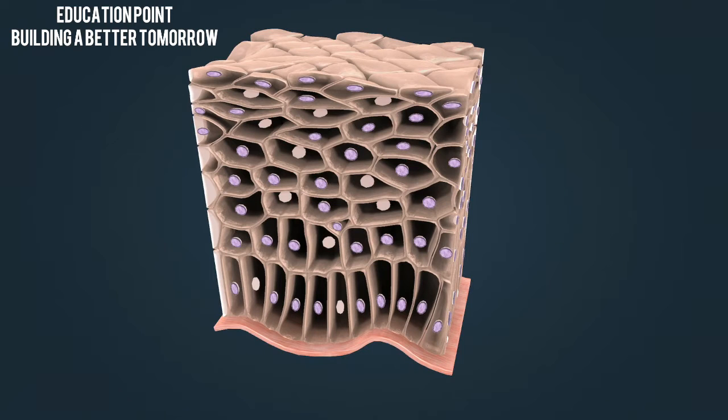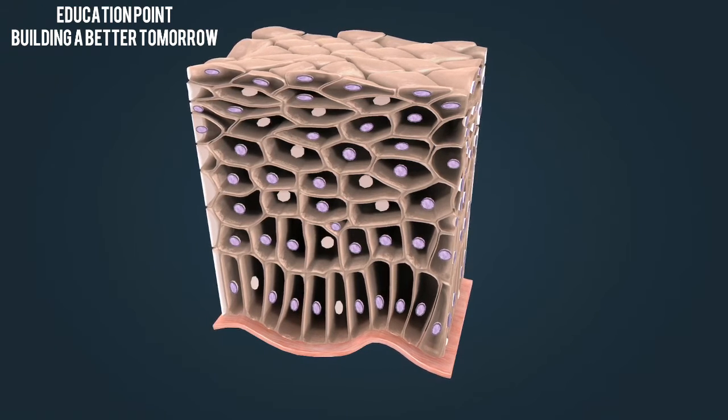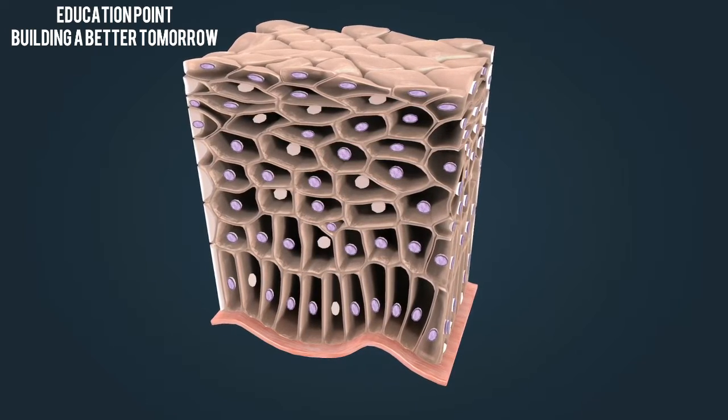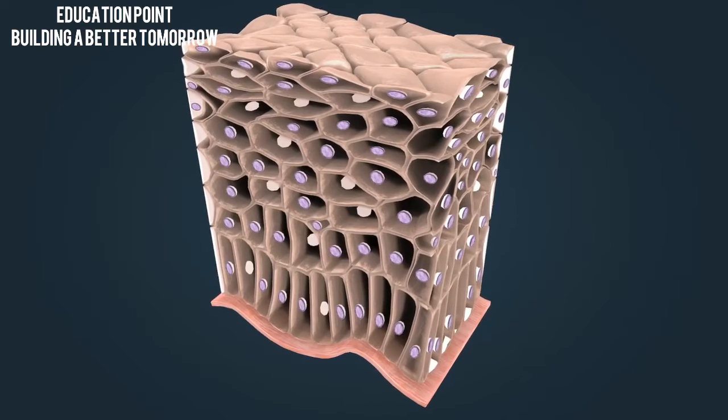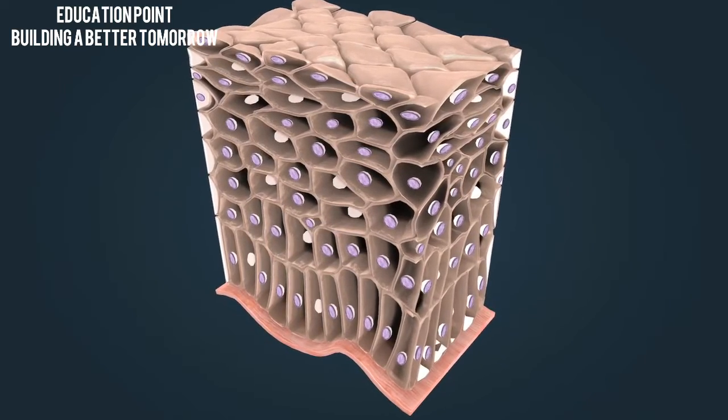In the human body, it is found where mechanical protection is needed, in the mouth cavity and the pharyngeal cavity, in a part of the esophagus, around the anus, and in the vagina.